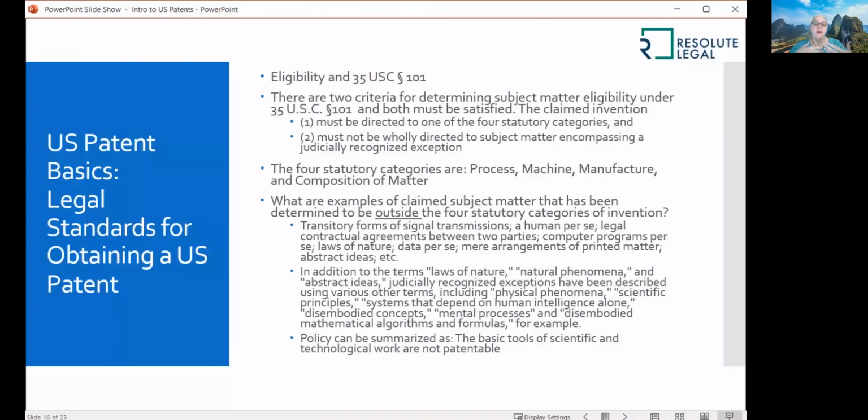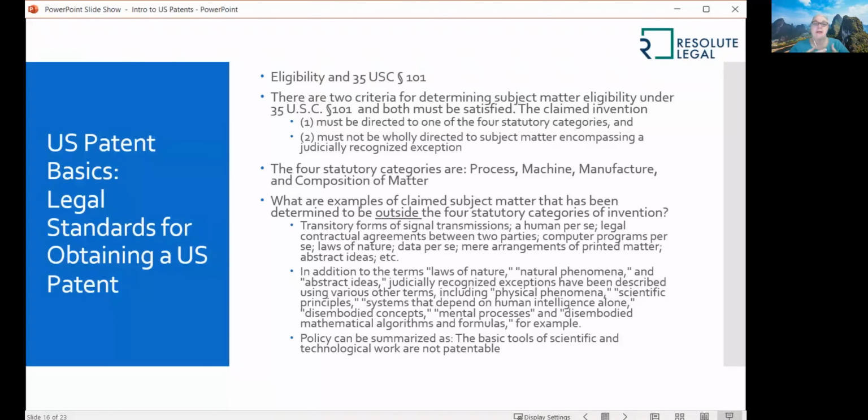And so we have certain areas of technology where a court has now determined that we're not going to grant a patent. Some examples of that I put on here are signals, transitory forms of signal transmissions, signals per se. Can't get a patent on a signal, on an electrical signal. Humans, you cannot patent a human per se. You cannot get a patent on a way of settling disputes through legal contracts. You cannot get a patent on mere arrangements of printed subject matter on a substrate.